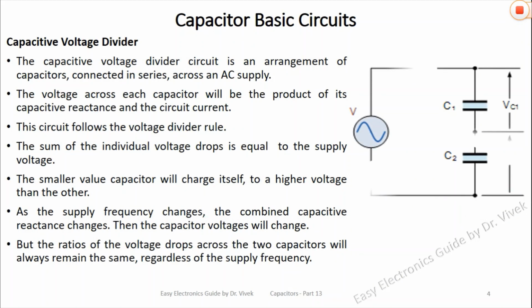The capacitive voltage divider circuit has capacitors connected in series across an AC supply. This circuit follows the voltage divider rule. The voltage across each capacitor will be the product of its capacitive reactance and the circuit current. The sum of the individual voltage drops will be equal to the supply voltage.